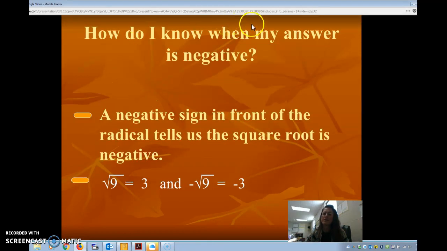How do I know when my answer is negative? A negative sign in front of the radical tells me if they want the negative answer. So if they just say, what's the square root of 9? Then they want to know 3. If they say negative square root of 9, they want to know negative 3.